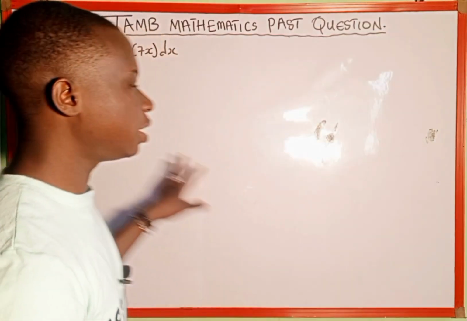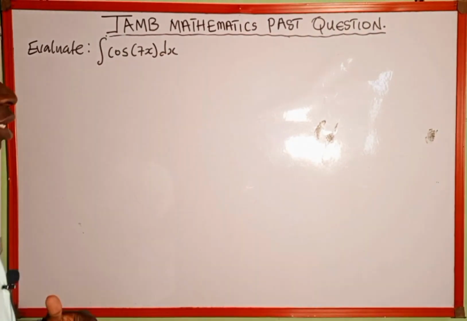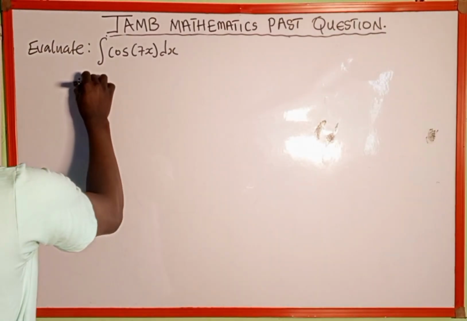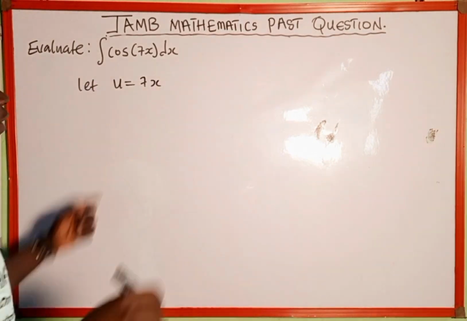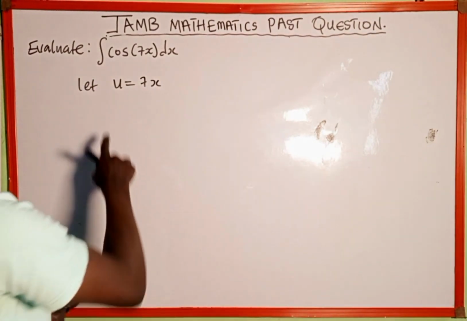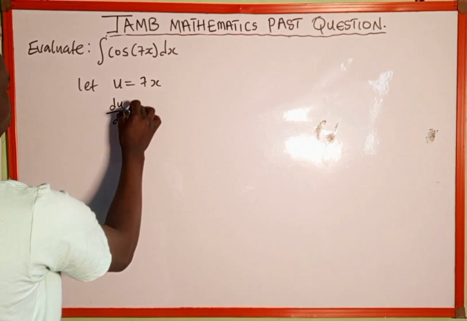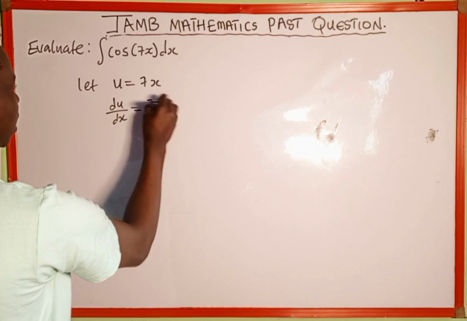Learn how to evaluate the integral of cosine 7x with respect to x. So what we are going to use here is u substitution. First, we are going to let u be equal to 7x. Now we're going to differentiate both sides with respect to x. Derivative of u with respect to x is du over dx, which is equal to the derivative of 7x with respect to x, which is the same as 7.